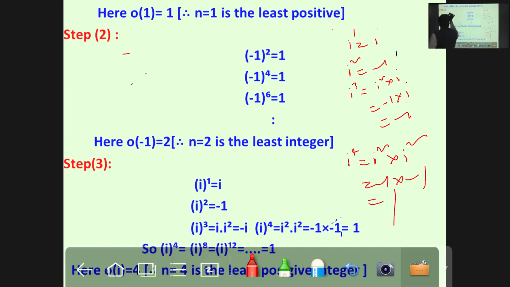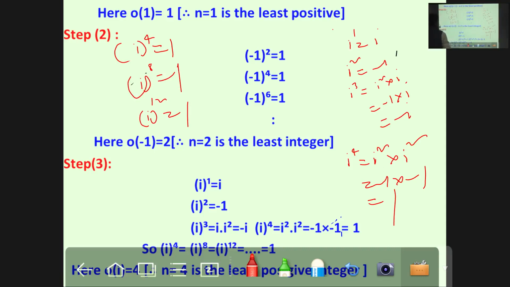That means i power 4 equals 1. Next, i power 8 equals 1. Next, i power 12 equals 1. Right? So here, what is the least positive integer among 4, 8, 12? It is 4. Therefore the order of i equals 4.